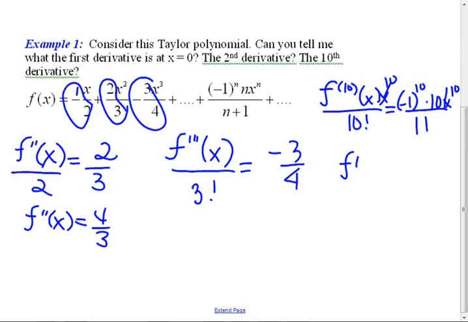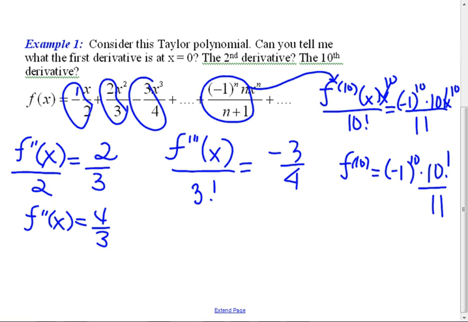So the 10th derivative is -1 to the 10th times, which is -1, 10 factorial over 11. Because they might ask that. The x's are gone. It's just the coefficient. So this is equal to the coefficient there: the 10th derivative divided by 10 factorial. Okay, they could ask you that. They haven't asked that for a while, so I kind of think they might.